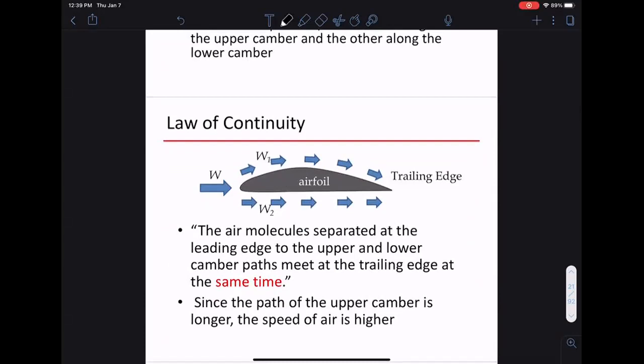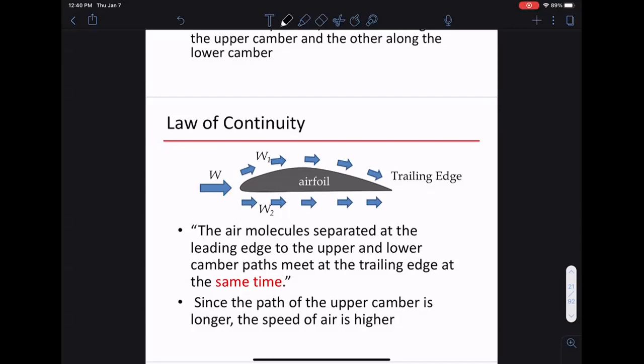Pressure difference creates lift. And indeed, if you read the reference book we have, Wind Energy, we have this quotation out of this textbook. The air molecules separate at the leading edge, and they meet at the trailing edge at the same time. So we have a speed difference, because the air on top has to travel faster than the air below, and that creates a pressure difference.